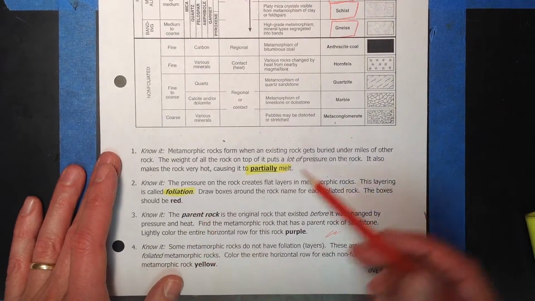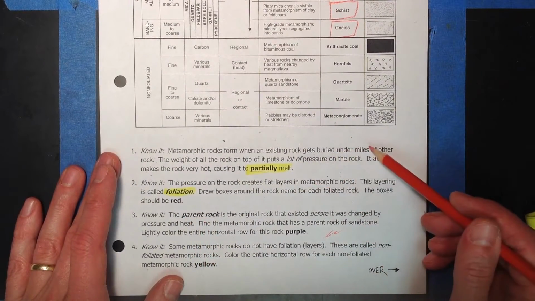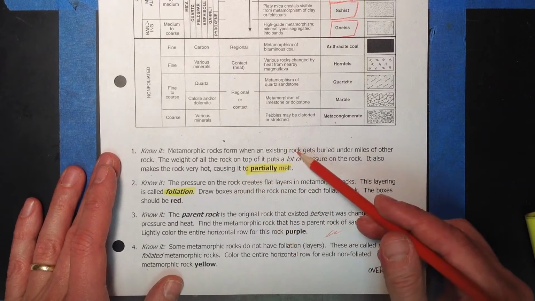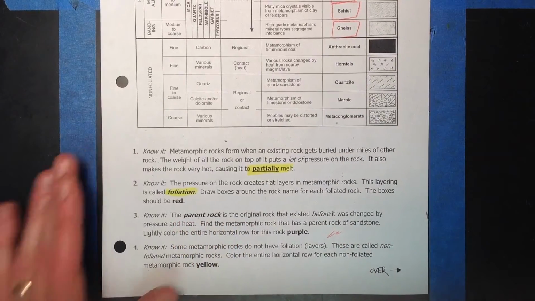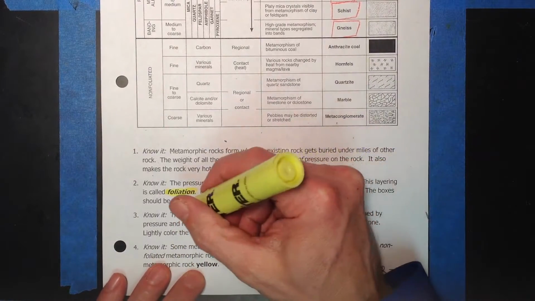Number 3. It says here, you start out with a rock. It gets buried, a lot of pressure, very hot. It can become a metamorphic rock. But the rock it starts out with is the parent rock. The parent rock is the original rock that exists before it was changed by heat and pressure.